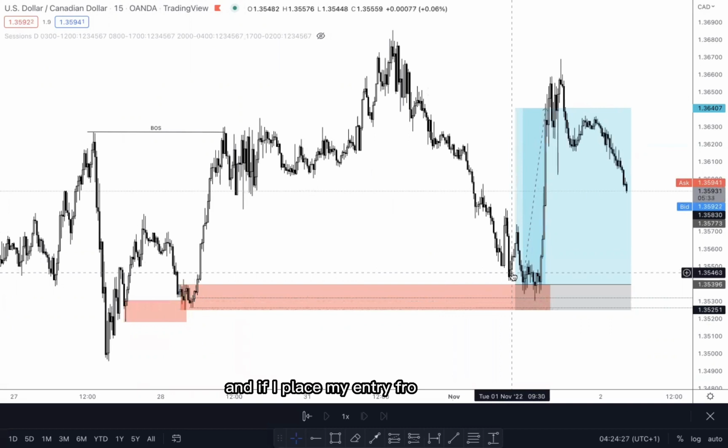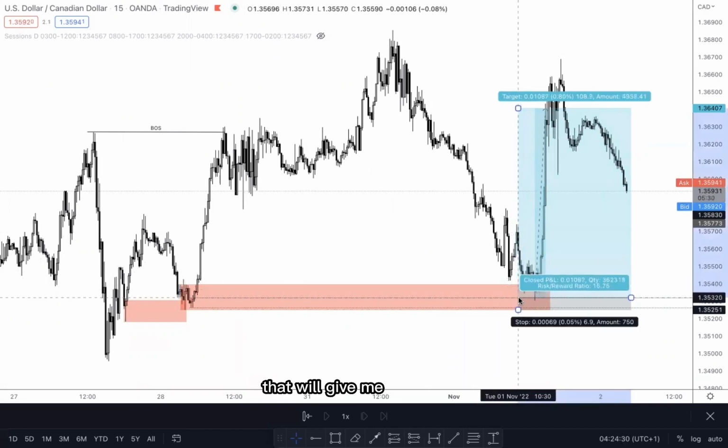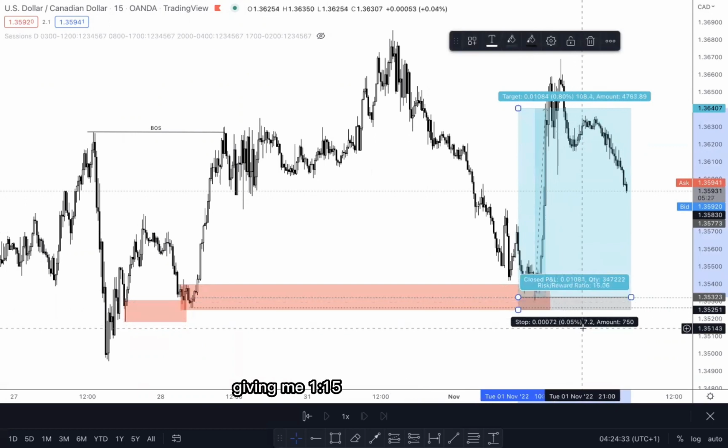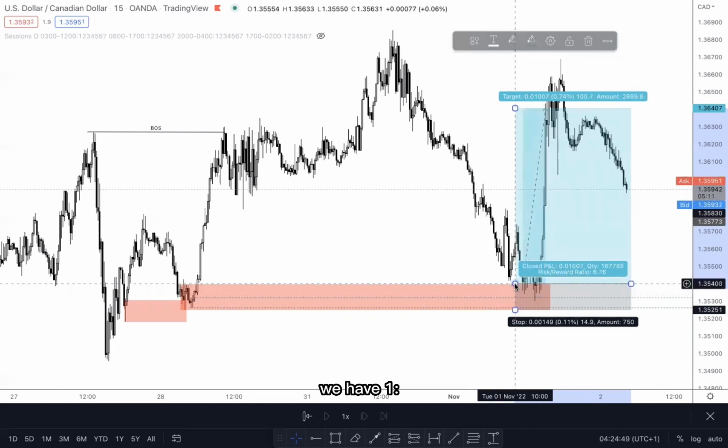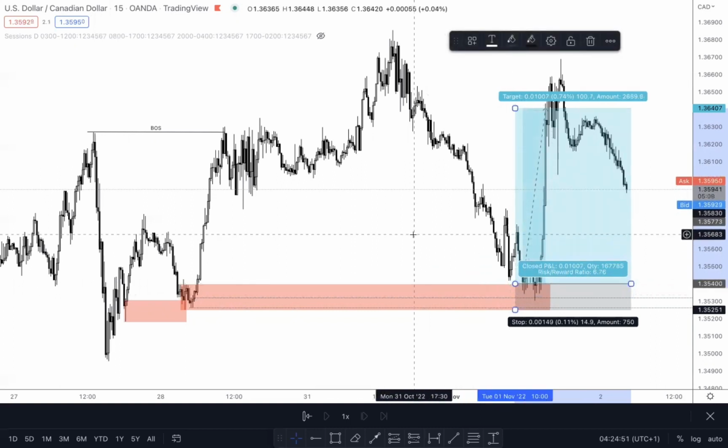If I place my entry from that level, that will give me a 7 pips stop, giving me a 1 to 15 risk to reward ratio and a 108 pips target. So now with that refined candle, we have a low risk and a higher reward. Whereas from the candle on the higher time frame, we have a 1 to 6 risk to reward ratio, giving me a 40 pip stop and a 100 pip gain. So this is how I navigate my trades to get the best opportunities and those lower risks and higher rewards. There's no problem trading this way.